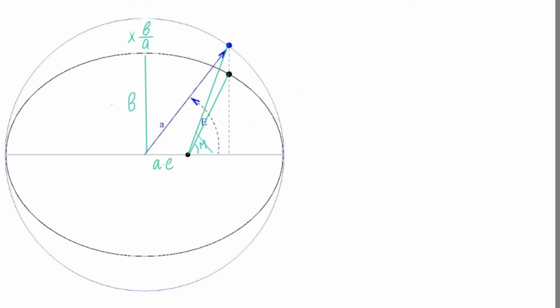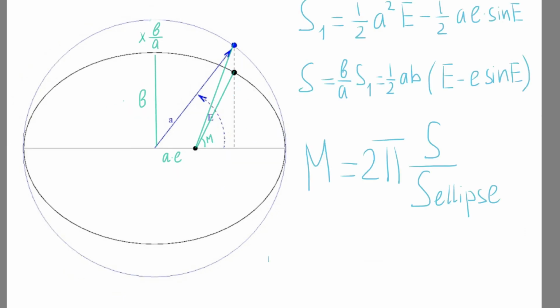To derive Kepler's equation, we should write down the area formulas for S and S1, shown in the pictures. S1, which is larger than S, is equal to the area of a sector minus the area of a triangle. The area of the sector will be half a squared multiplied by the eccentric anomaly, minus half of a multiplied by the eccentricity and the sine of the eccentric anomaly. And S is proportional to S1, so we can multiply S1 by B divided by A.